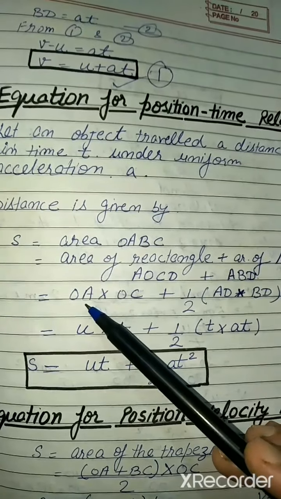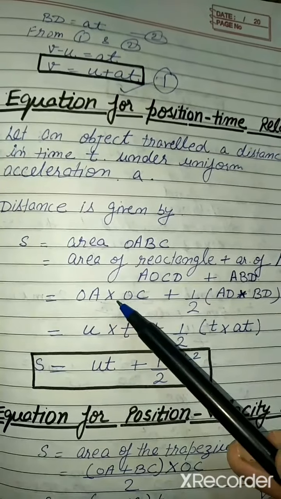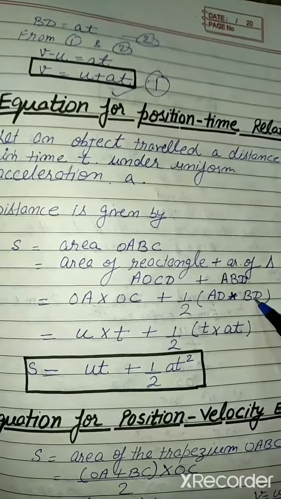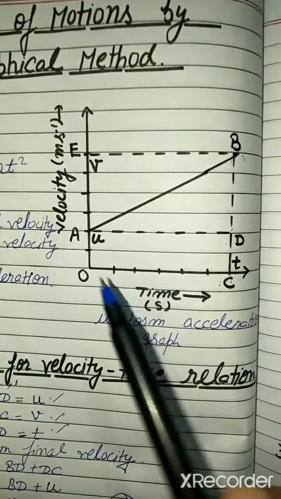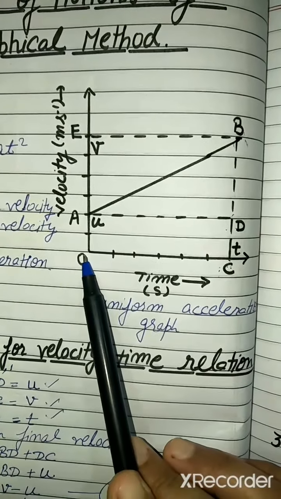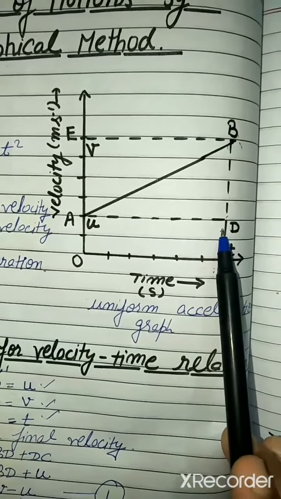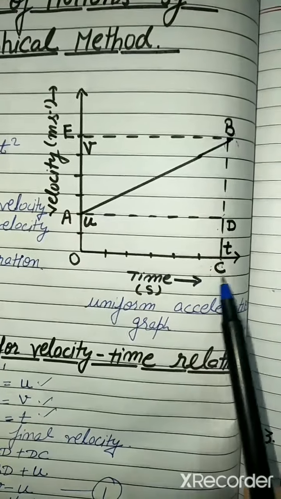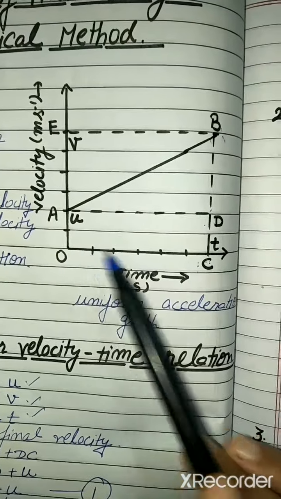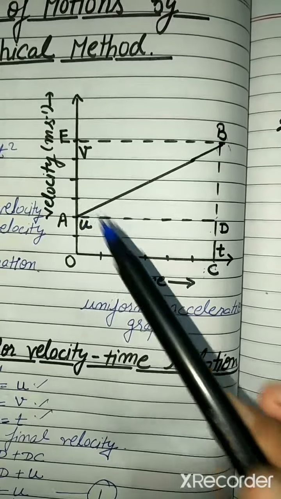So area of rectangle is length into breadth, that is OA into OC, and triangle is half base into height. You can see in the graph, when we are talking about rectangle OADC, area is OA into OC, or you can write OA into AD. So OA is u and OC is t, right? So area comes u into t.